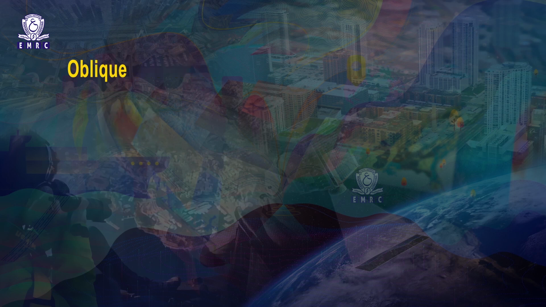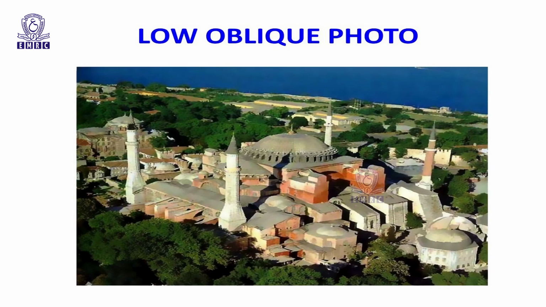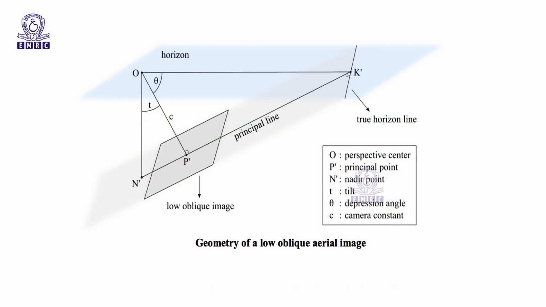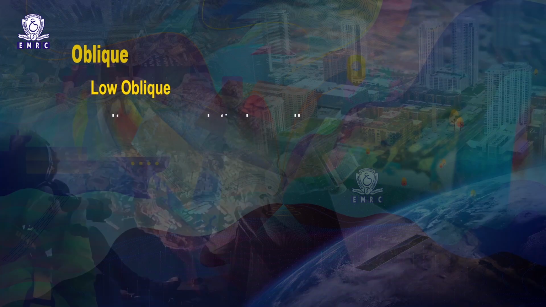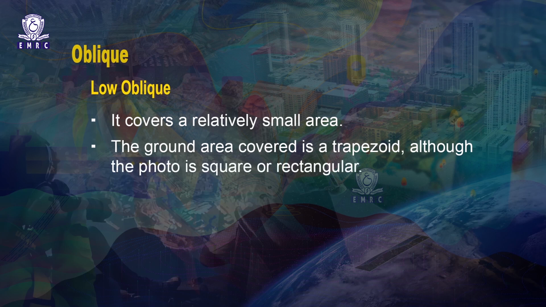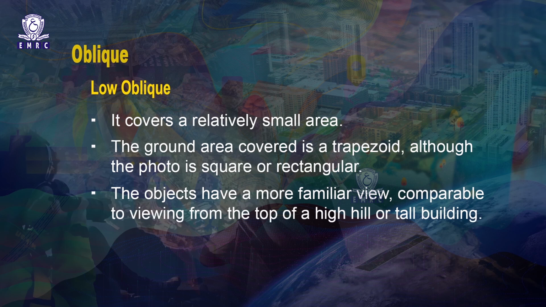Oblique. Oblique is divided into low oblique aerial photographs. The photograph is taken with a strongly tilted optical axis but not to the extent that the horizon appears in the photograph. Horizon does not appear but tilt is more than 3 degrees. Low oblique has characteristics such as it covers a relatively smaller area, the ground area covered is a trapezoid, although the photo is square or rectangular. The objects have a more familiar view compared to viewing from the top of a hill or tall buildings.